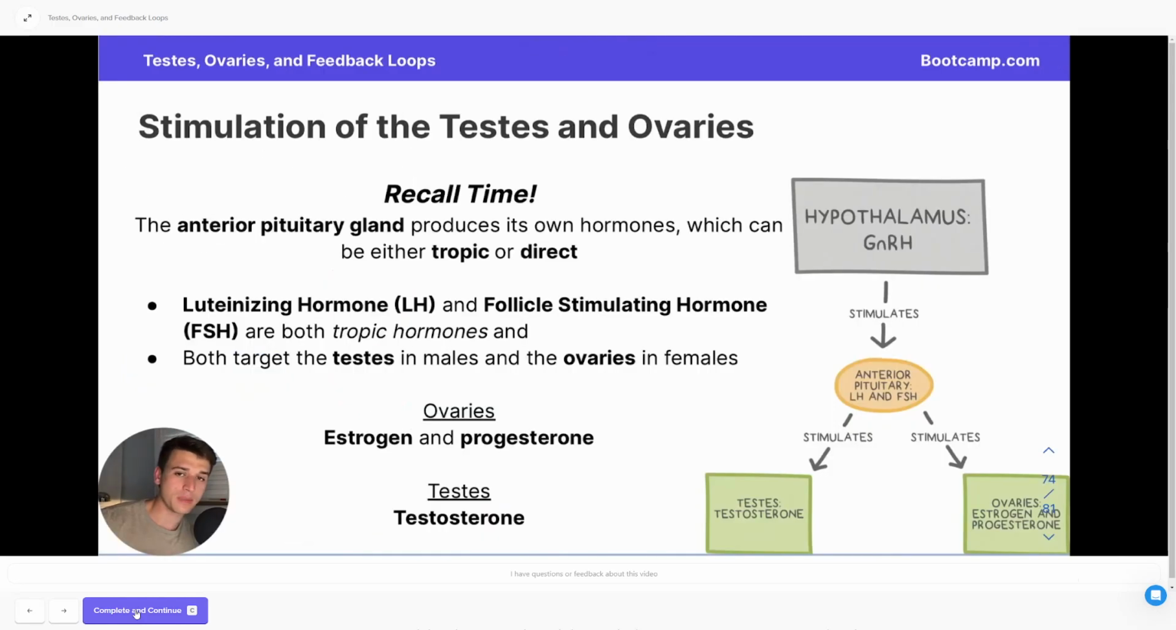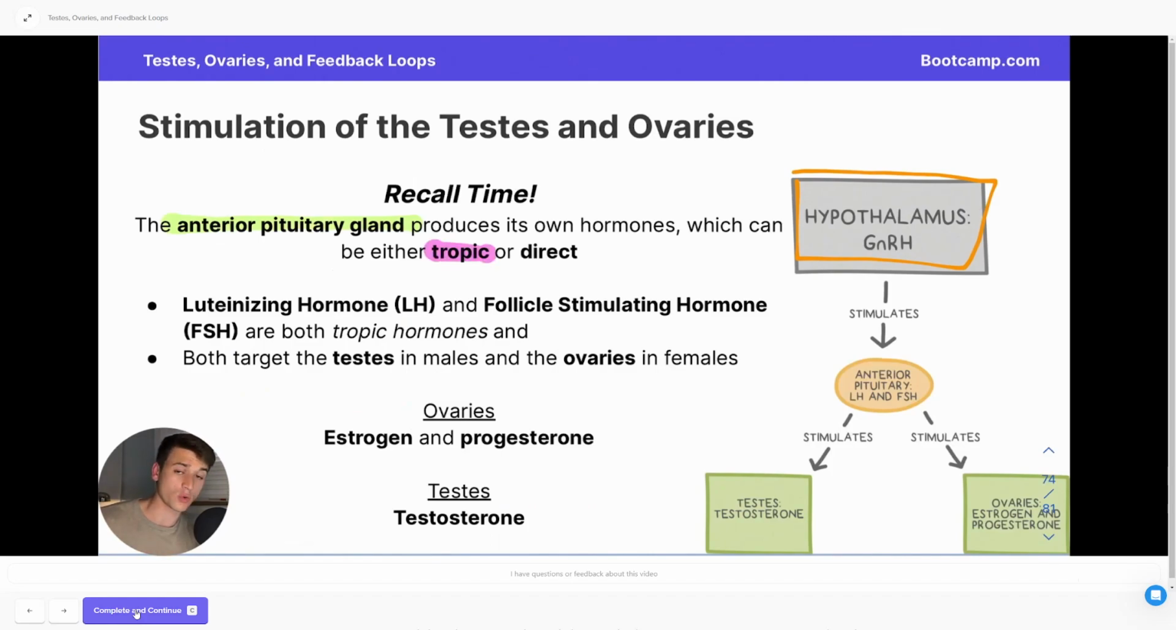So first, let's do a bit of recall. How are we getting hormones to the testes and the ovaries in the first place? If you remember from an earlier video, the endocrine gland that's going to go ahead and stimulate both of these is the anterior pituitary gland. If you recall even further, the hypothalamus is going to release a hormone known as gonadotropin releasing hormone, or GnRH, that's going to stimulate the anterior pituitary gland to release some hormones that will go on to stimulate both the testes and the ovaries. And that is because the hormones in question are tropic and will seek out other endocrine glands.